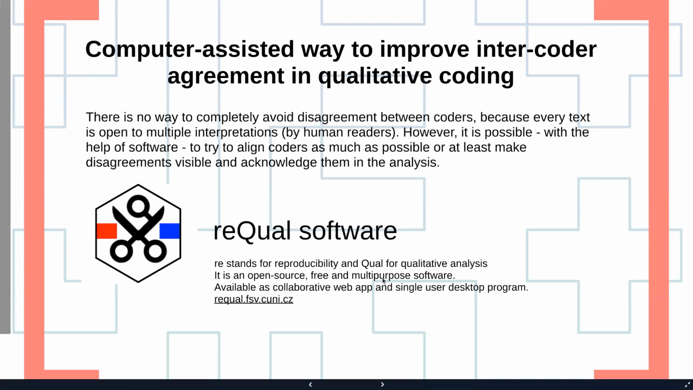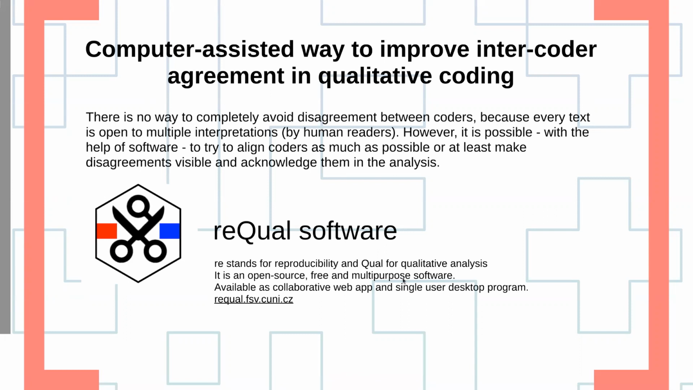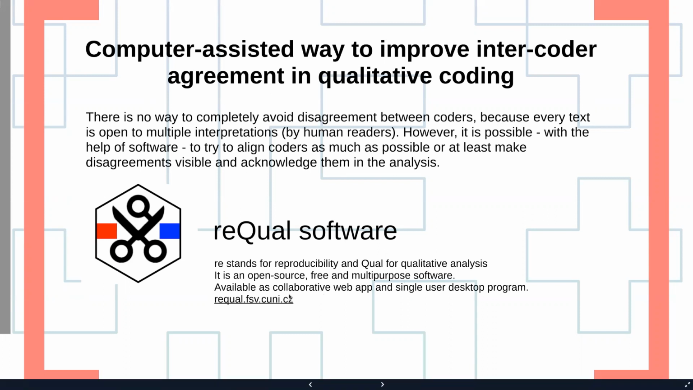And also, it says here multi-purpose, but it means multi-platform software, that you can use on any operating system like Windows, iOS, or Linux. And you can use it as a web application, so you don't need to install it. Or if you want the single user version, you can install it on your computer.